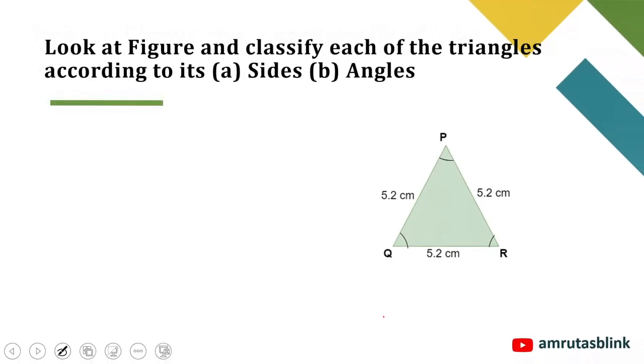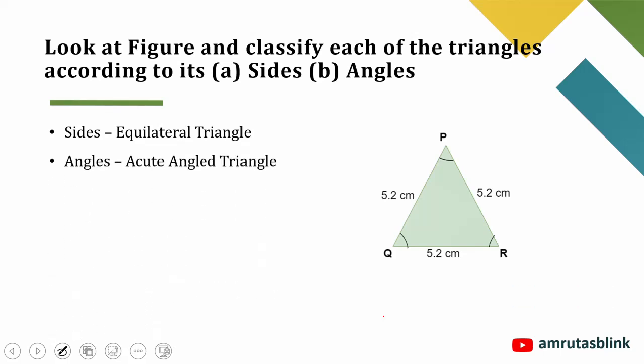Triangle PQR: in this triangle, all three sides, that is PQ, QR and RP, are equal, which is equal to 5.2 centimeters, hence it is an equilateral triangle, and all three angles are acute angles, hence it is an acute angled triangle.